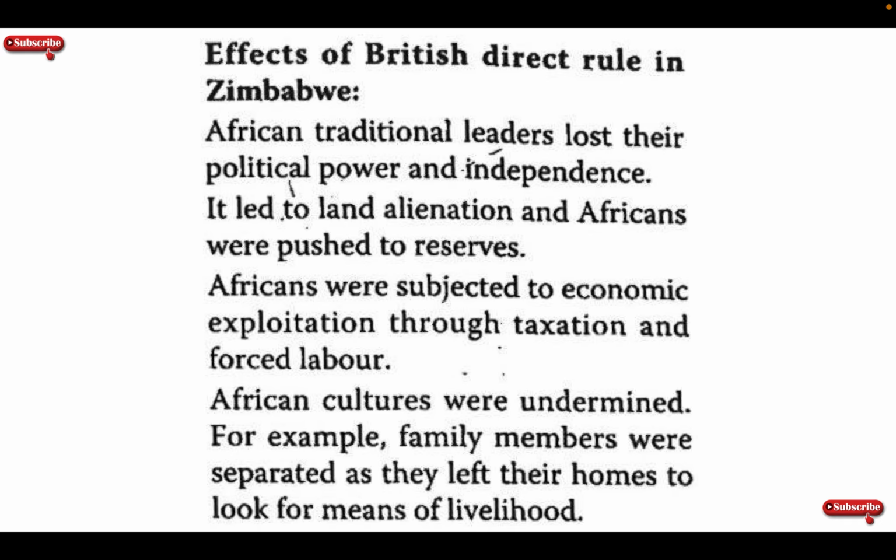Effects of British direct rule in Zimbabwe. African traditional leaders lost their political power and independence. It led to land alienation and Africans were pushed to reserves. Africans were subjected to economic exploitation through taxation and forced labor. African cultures were undermined. For example, family members were separated as they left their homes to look for means of livelihood.